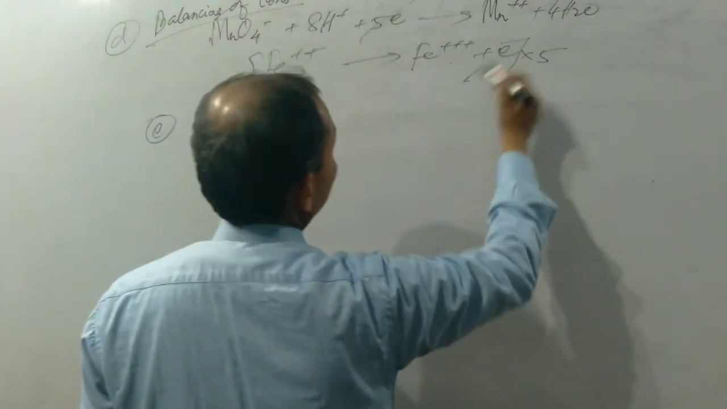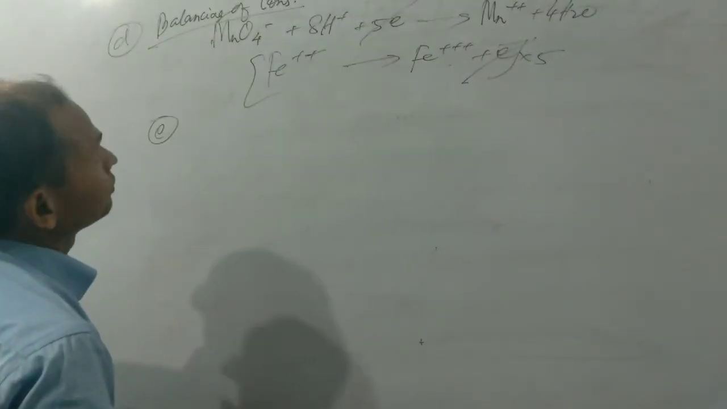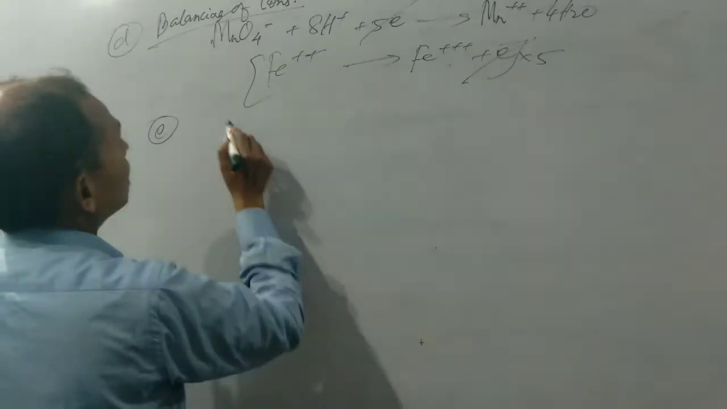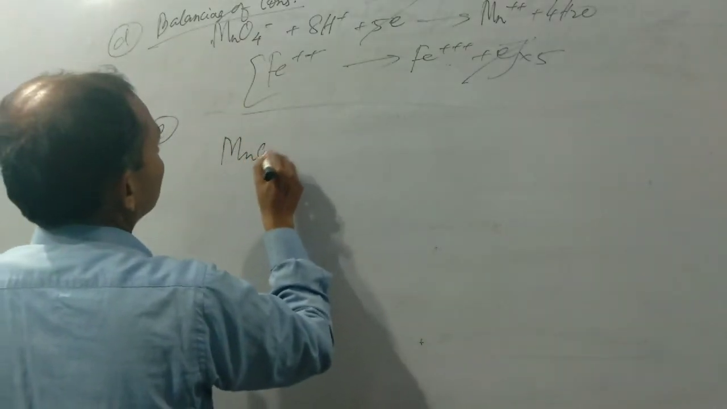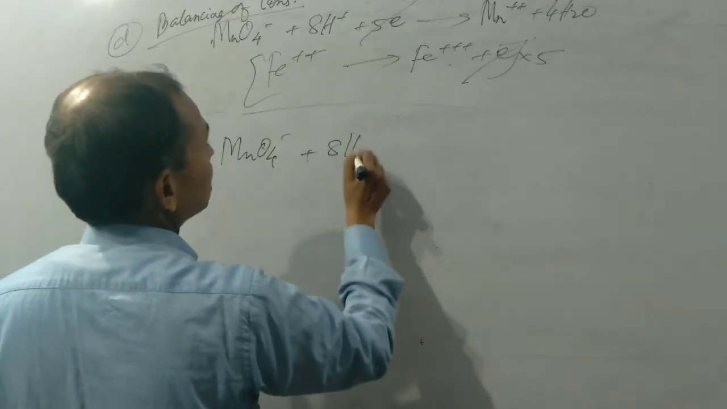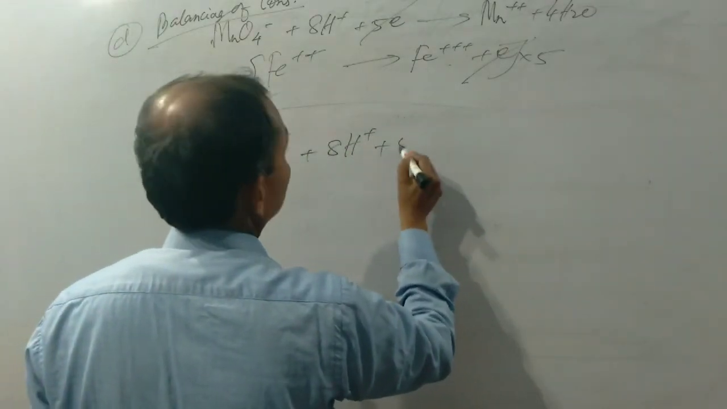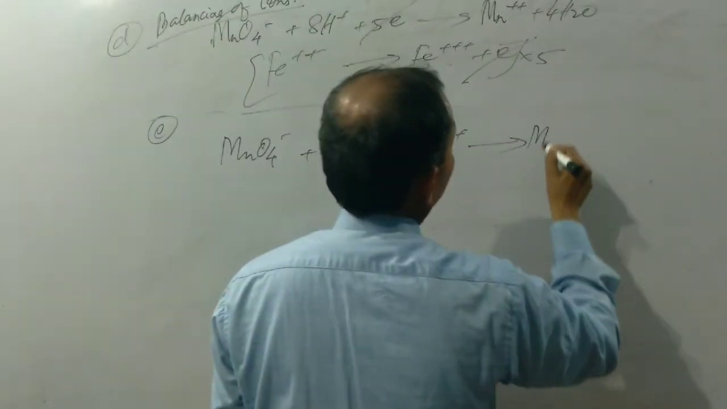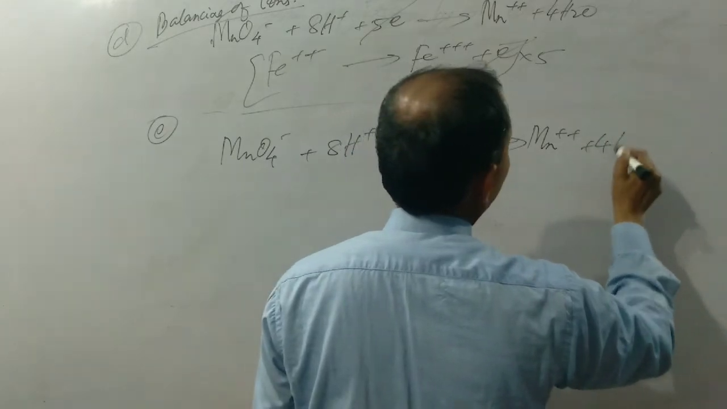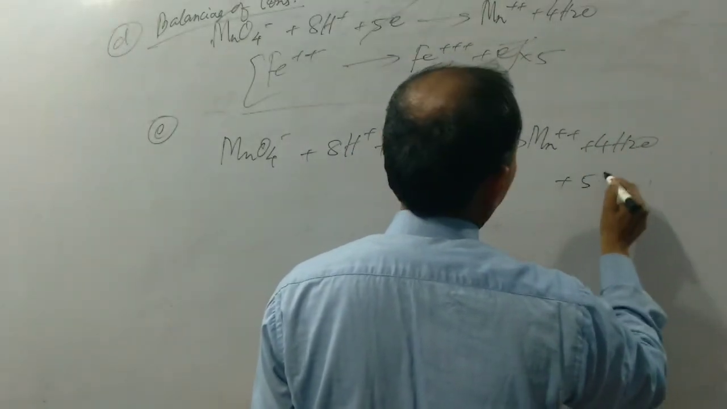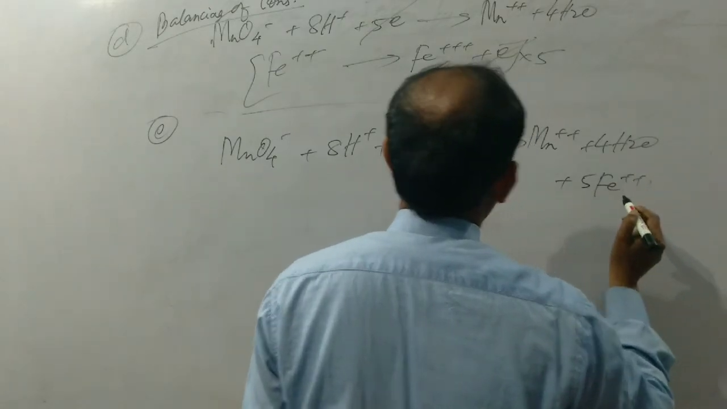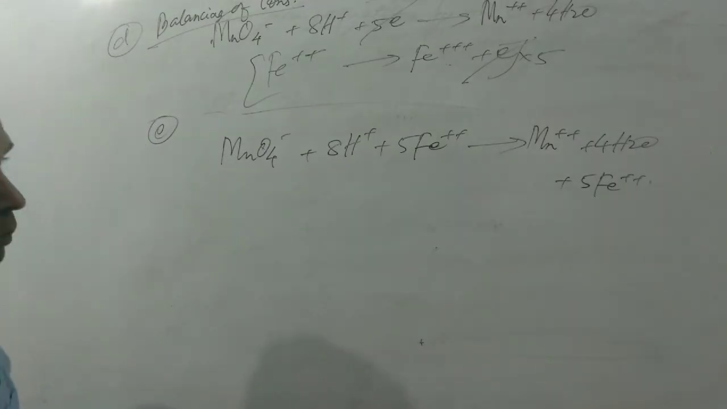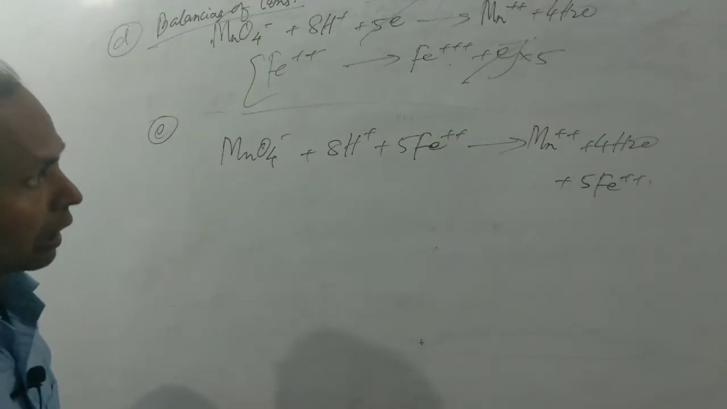So 5 electrons and 5 electrons will be cancelled, and at the last step we have to add the 2 half equations. MnO4 minus plus 8H plus plus 5 Fe plus 2 gives Mn plus 2 plus 4 H2O plus 5 Fe plus 3. This is the balanced chemical equation that can be obtained by using the ion electron method.